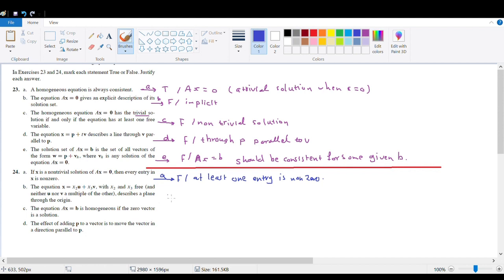Then B, the equation x is equal to x2u plus x3v with x2 and x3 free, and neither u nor v a multiple of the other, describes a plane through the origin. This one is true because it says that the equation of x2u plus x3v, so this is a linear combination of these two vectors. None of them is a multiple of the other. That means they construct a plane through the origin. So this one is true.